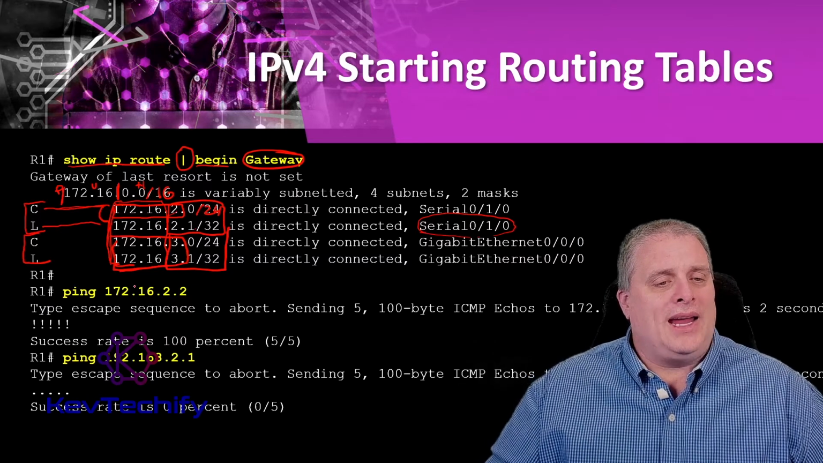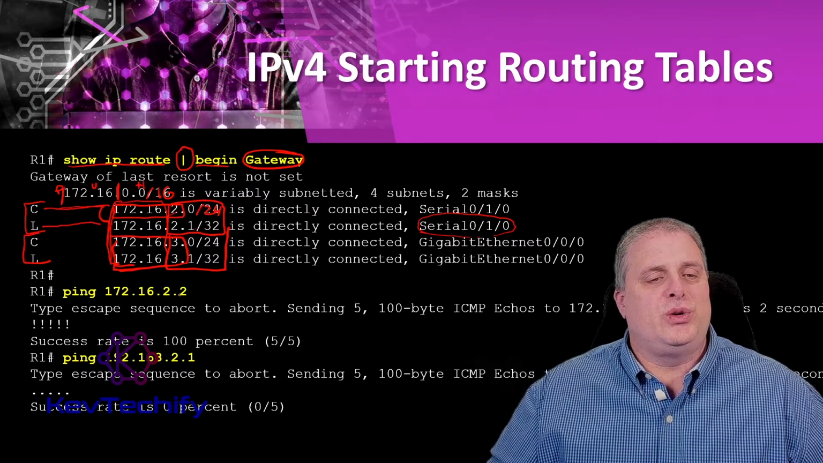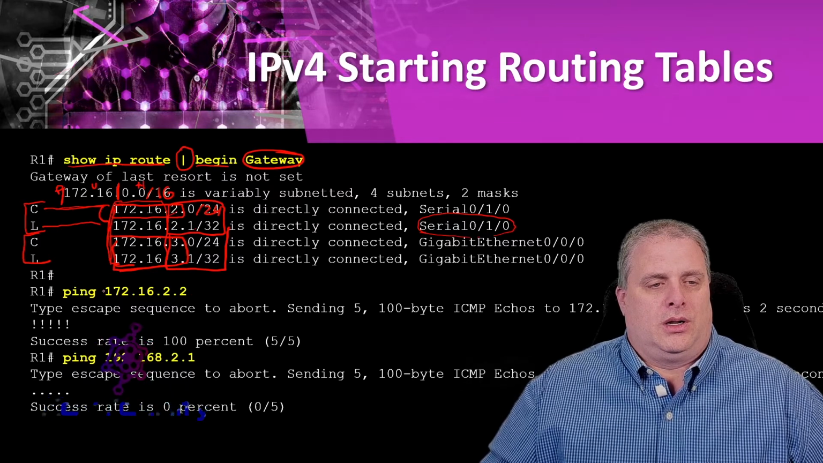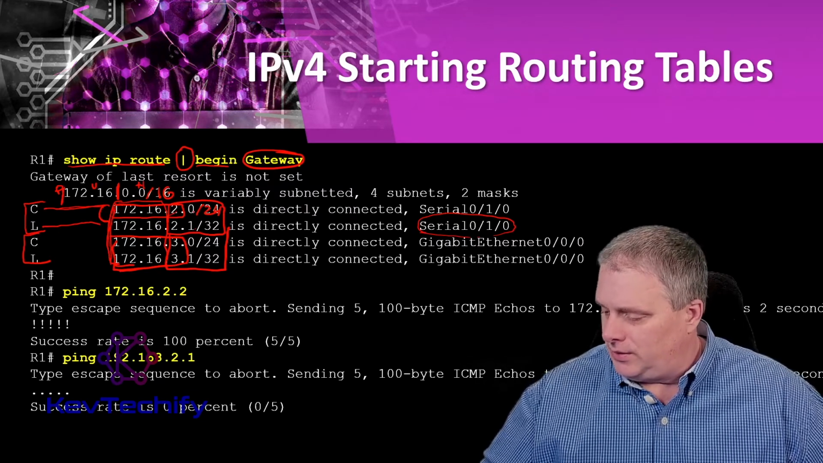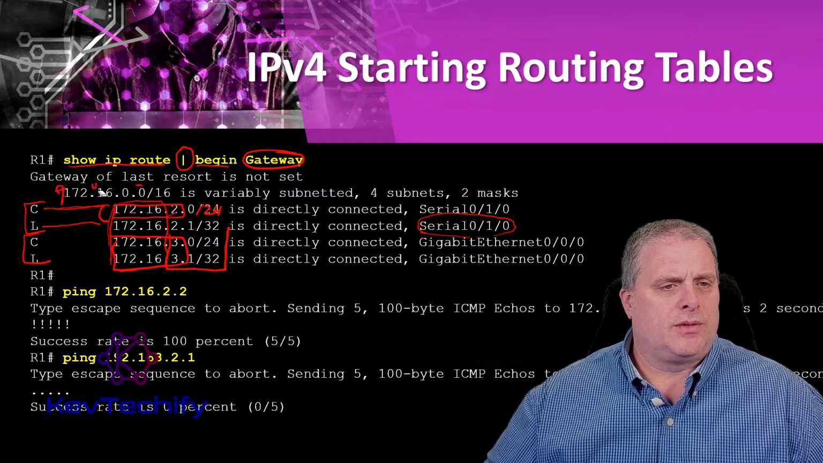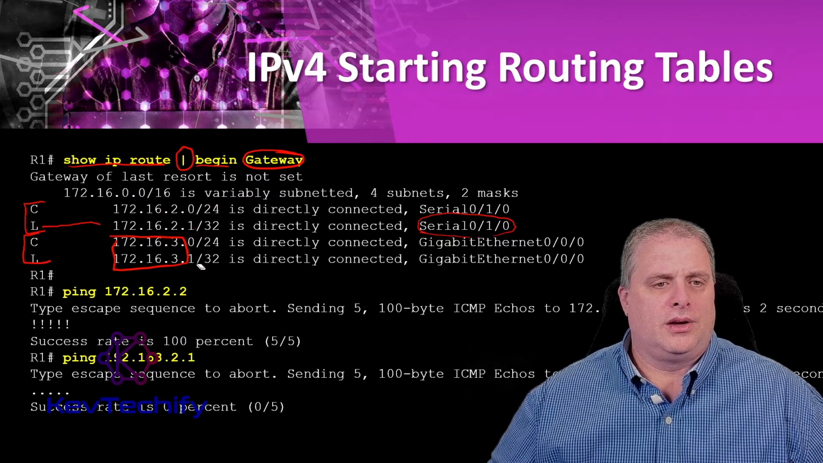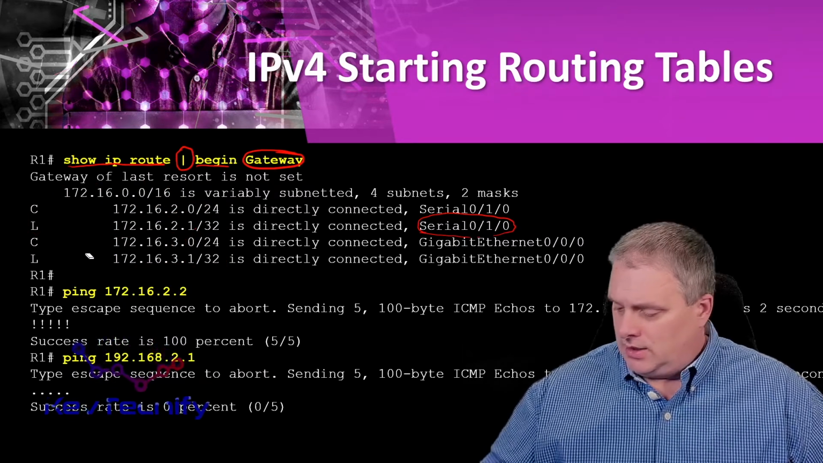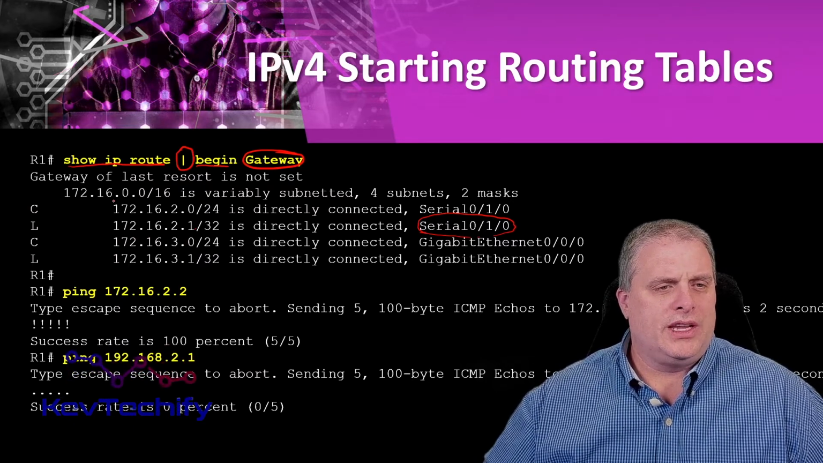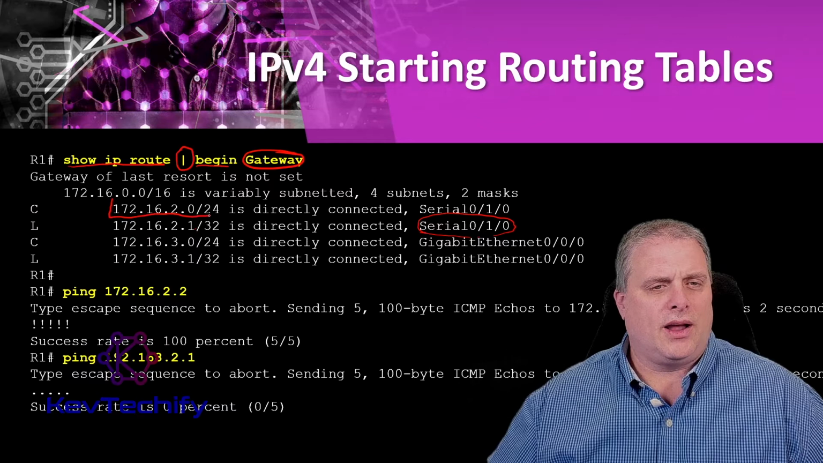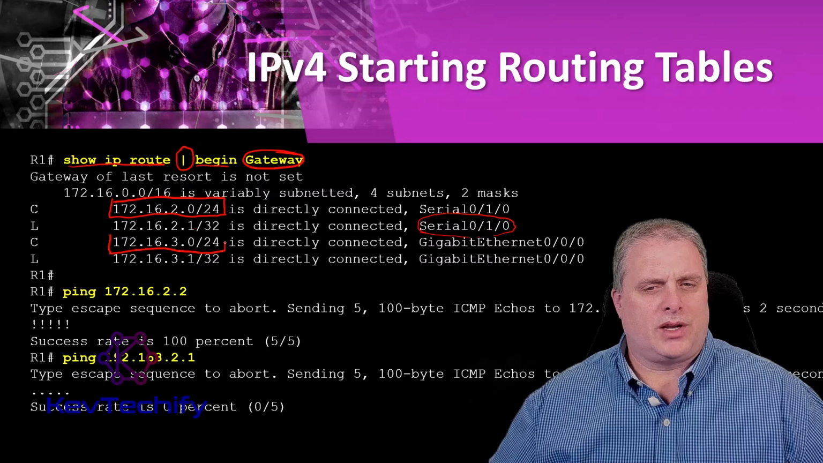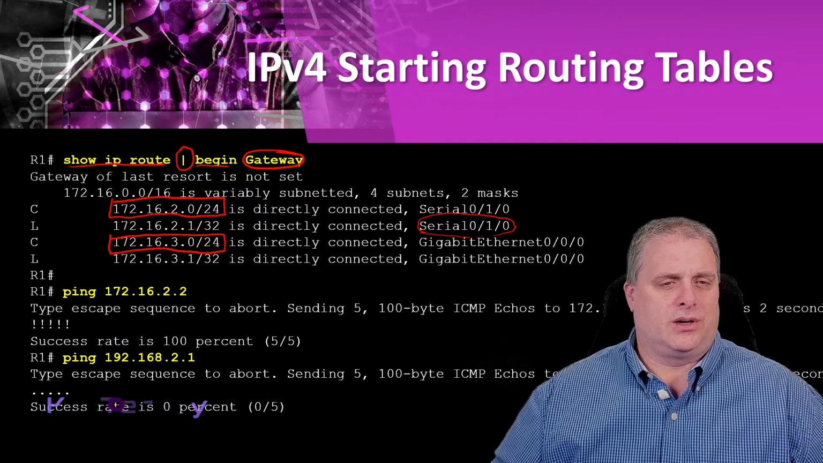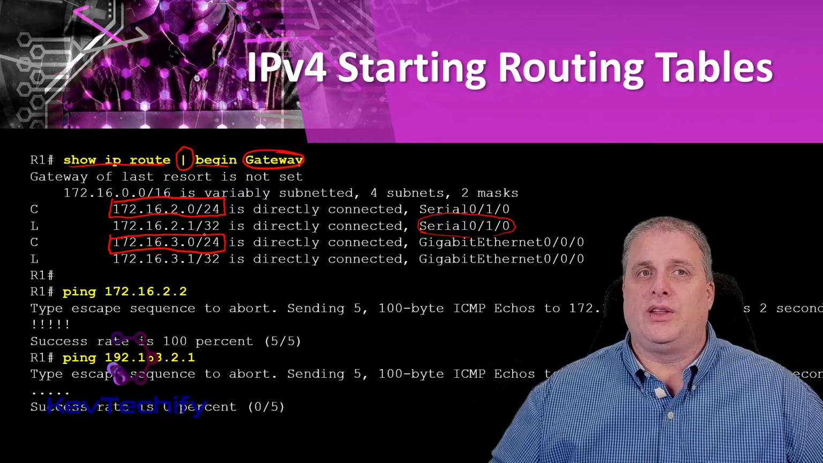Now, let's go ahead and ping 172.16.2.2. What we do is we look at our table here. Give me a second. I'm going to erase this information up here. Okay, clean that up. And I'm just going to go ahead and circle these two networks because these are the directly connected networks. These are on my two interfaces, serial 0/1/0 and gigabit Ethernet 0/0/0. These are the two networks I know about. They are directly connected to me.